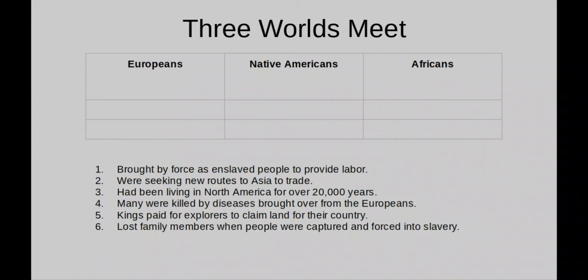Number 4, many were killed by diseases brought over from the Europeans. Number 4 describes the Native Americans. Number 5, kings paid for explorers to claim land for their country. Number 5 describes the Europeans. Number 6, lost family members when people were captured and forced into slavery. Number 6 describes the Africans.